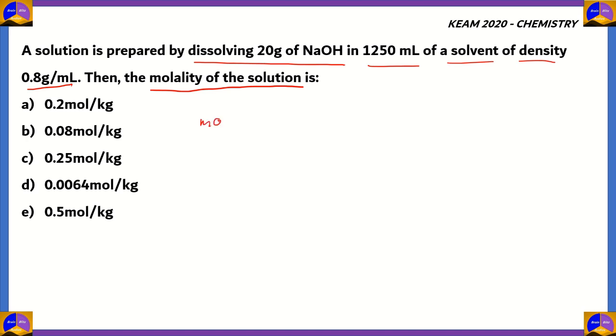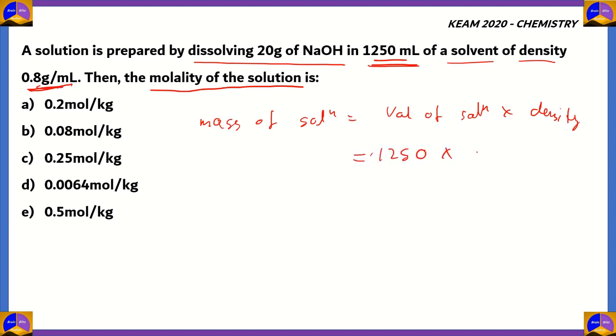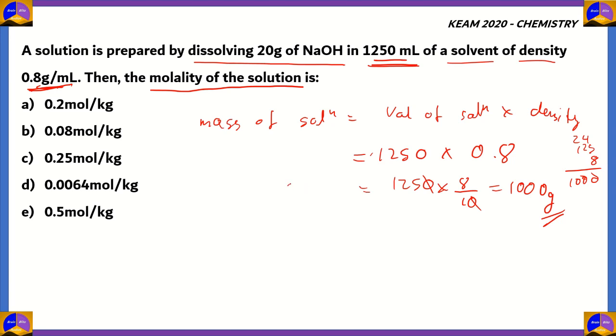So the mass of the solution will be equal to volume of the solution times density. And now we know both volume and density here, so we just have to plug in those values. 1250 times 0.8, which basically is 1250 times 8 by 10. So 0 gets cancelled. It's 125 times 8. 5 times 8 is 40. 8 times 2 is 16, plus 4 is 20. And 1 times 8 is 8, 8 plus 2 is 10. So we get a value of 1,000 grams as the mass of the solution.